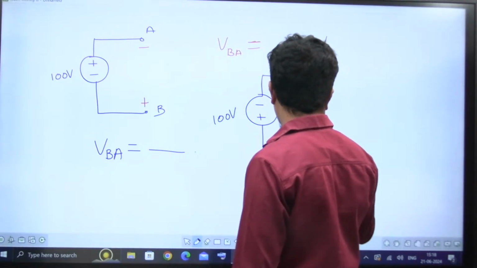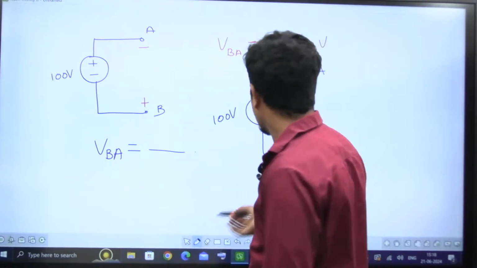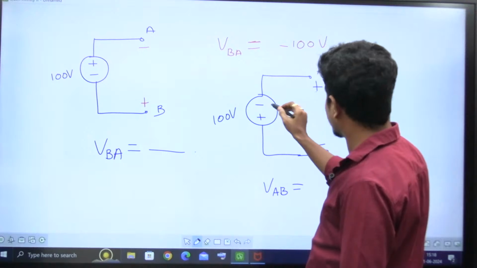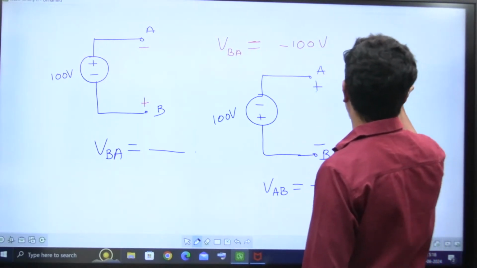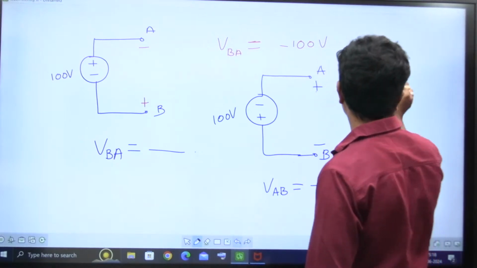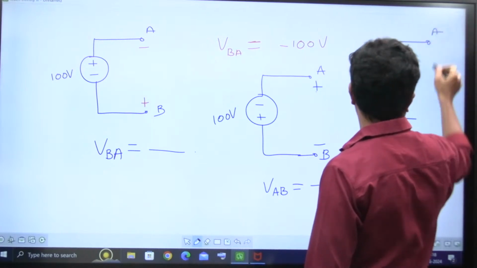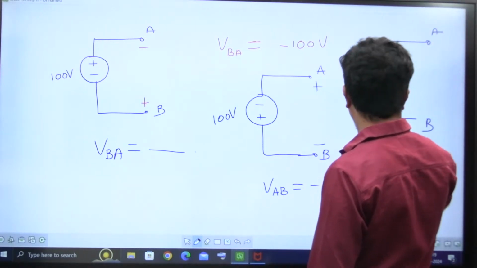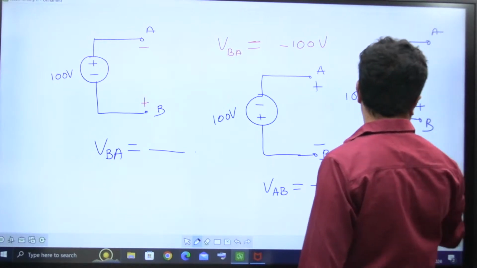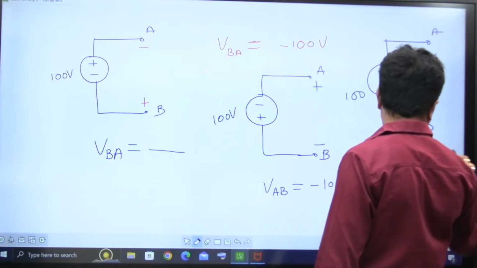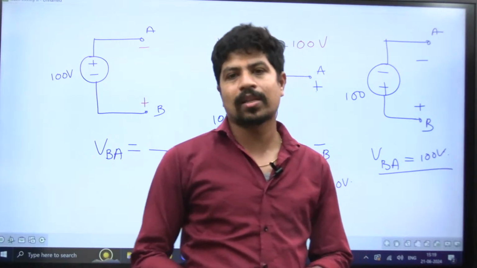Okay, A and this is B. I want VAB. Put plus here, put minus here, plus and minus are opposite, therefore minus 100 volts. Next combination is minus plus. This is A, this is B, this is 100. I want VBA. So put plus here, put minus here, therefore it is 100 volts. This way we have to understand the concept.